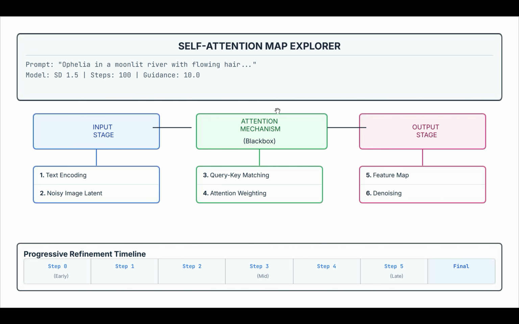So the self attention map. We have used the model Stable Diffusion 1.5 with 100 steps and the guidance scale was 10. The workflow goes from the input stage, which converts the text encoding and noisy latent image, then the attention mechanism with query key matching and attention weighting, then the output stage with the feature map and denoising.